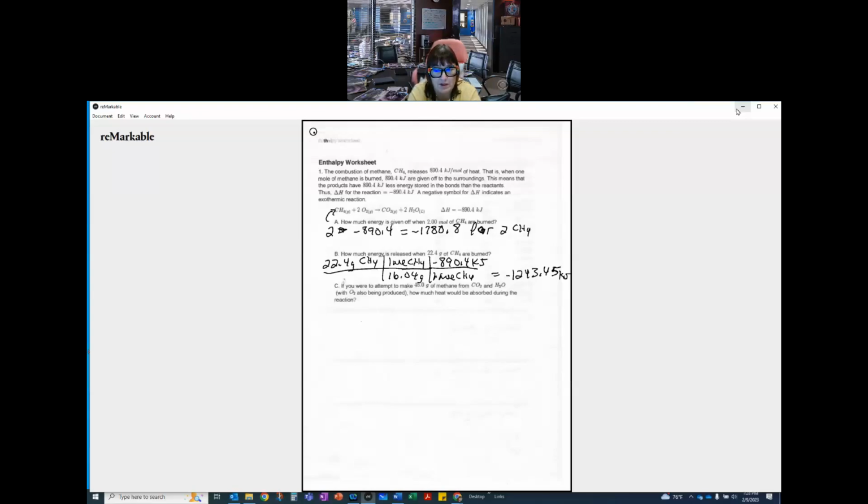If you were to attempt to make 45 grams of methane from CO2 and H2O, with O2 also being produced, how much heat would be absorbed during the reaction? Oh, okay, so we're looking at the reverse reaction. So here we have CO2 plus 2H2O, which means CH4 plus 2O2. And my delta H for that equals 890.4 kilojoules. For crying out loud, it's like tripping over my tongue. And of course, that's positive because we've turned it around.